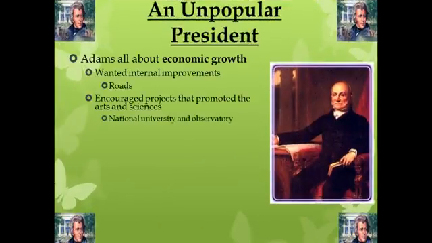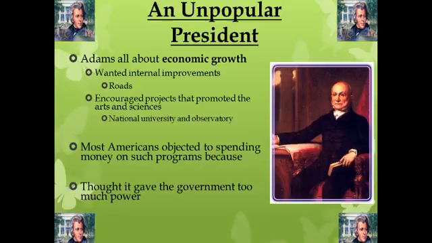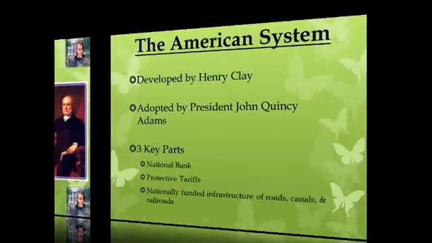Now, John Quincy Adams didn't help himself out. He was all about economic growth, so he wanted internal improvements, and he encouraged projects that promoted the arts and sciences. But so many Americans objected to it because they thought it gave the government too much power. Jackson was the opposite. He wanted the federal government to have more limited power. He wanted states to have more power in this regard. So he was able to use this unpopularity of Adams to his advantage and win in 1828.